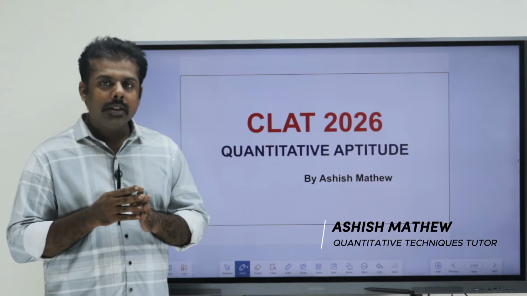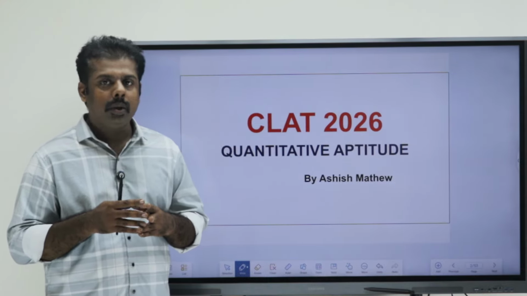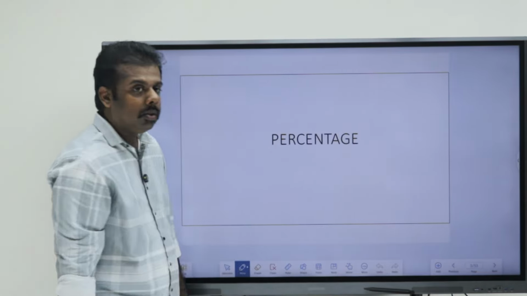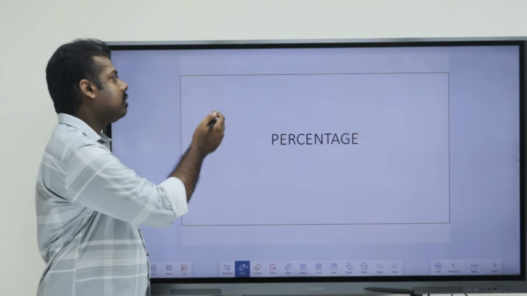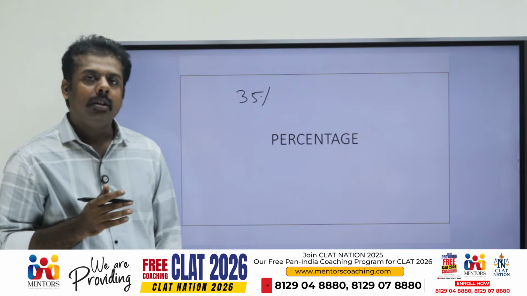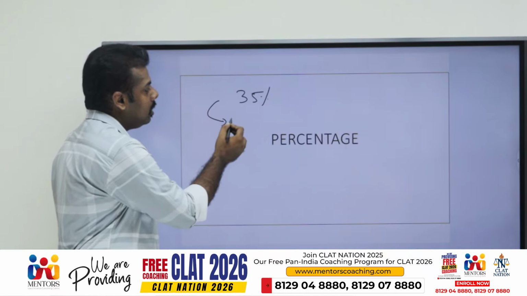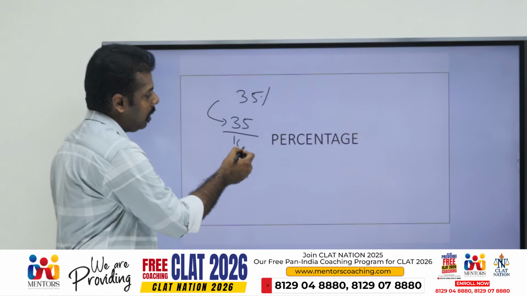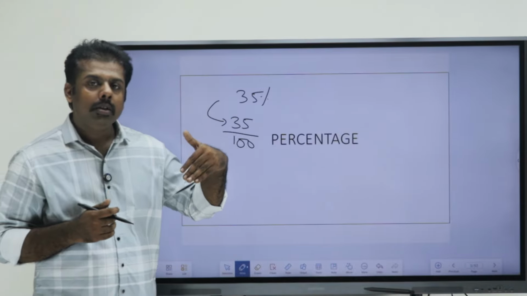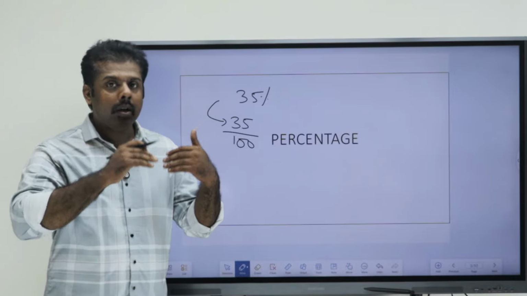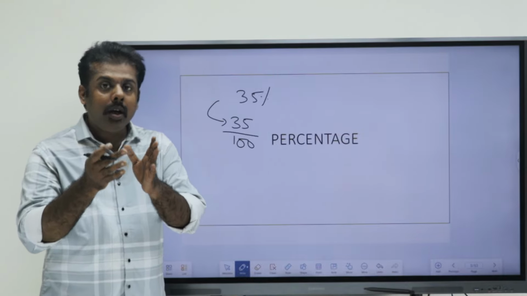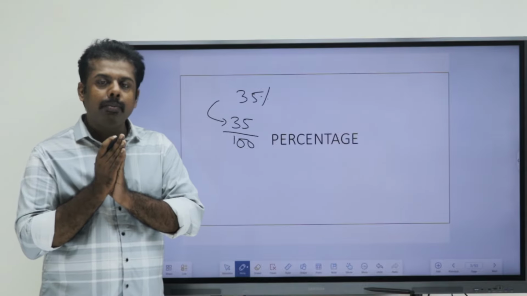First we will be discussing what exactly a percentage is. Say if I am giving a percentage, say 35 percentage, what does it mean? As you know, 35 percentage is 35 by 100. If a number has a percentage beside it, it basically means it is out of 100. If I am saying 50 percentage, it is out of 100. If I am saying 125 percentage, it is basically out of 100. That is the basic concept of a percentage.